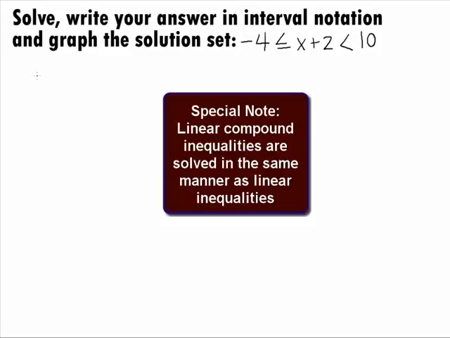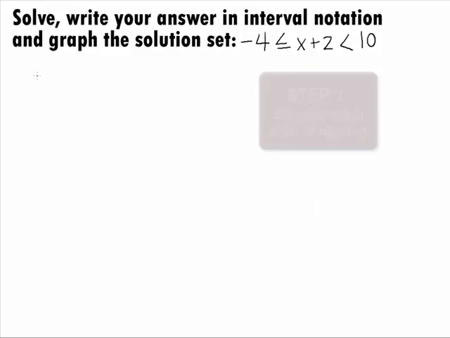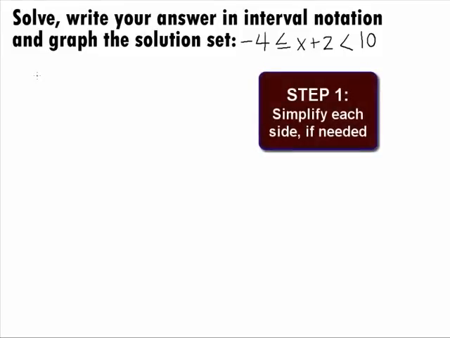We will solve this in the same way we solve linear inequalities in examples 6 through 8, except we will do the steps to 3 sides instead of 2. We want to get our variable in the middle and everything else on the other sides by using inverse operations. In step 1, we want to simplify each side if needed. This problem is already simplified.